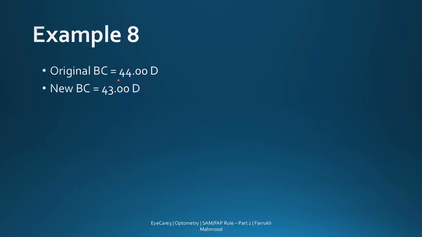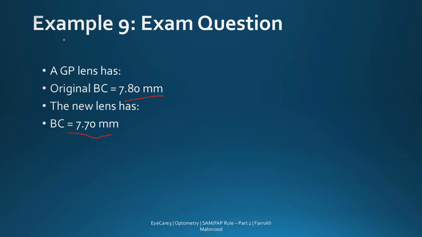Coming to example number 8, here we have original base curve 44 and the new base curve 43. So the value in diopter is decreased. So this is again a flatter fit, and 1 diopter we will add according to the FAP rule. So here we have an example. This is for your exam questions, and these questions are very important from the exam point of view.